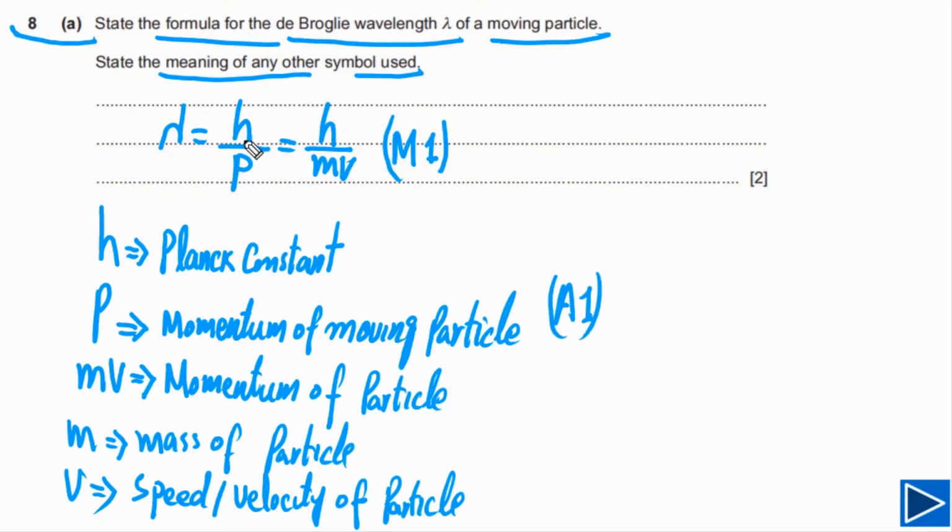But if you didn't write this formula or your formula is wrong, you will get 0 M. Then even if you have written h is Planck constant and p is momentum of moving particle, you will get 0 marks. Answer mark you will not get. So you have to get the M mark to get the answer mark. If you have written this formula right, you will get 1 mark. If you didn't explain these symbols, answer mark will be 0. But if you got 0 here, even if this is right, you will still get 0. So M marks are very important. You cannot get a mark if you can't get the M mark.